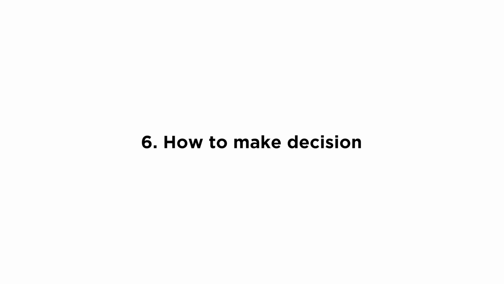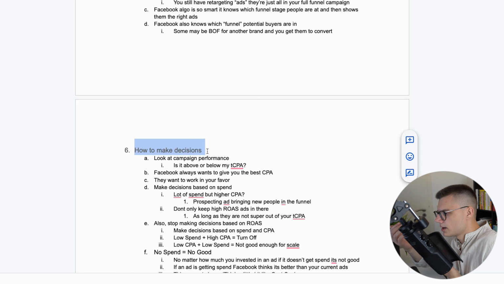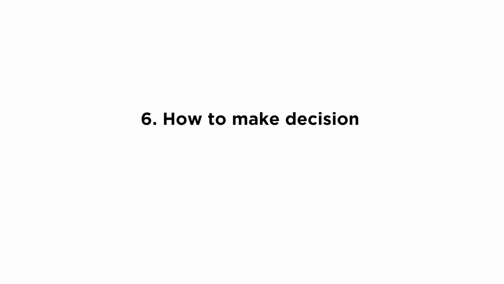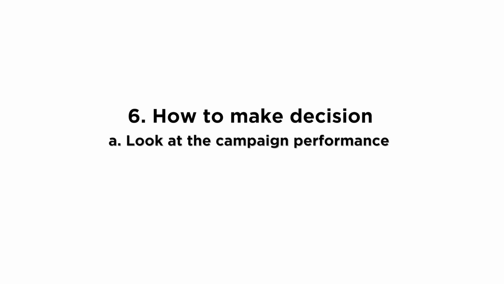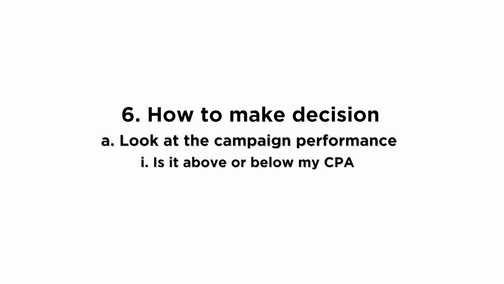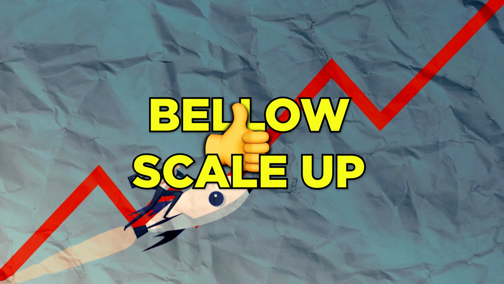Then, how do you make decisions? Because you obviously have that full funnel approach, and it's hard to determine whether something is good or not, right? You also obviously run a CBO campaign, so how do you make decisions based on that? First of all, look at the campaign performance. Is it above or below my target CPA? If it's below, great, you will scale up.